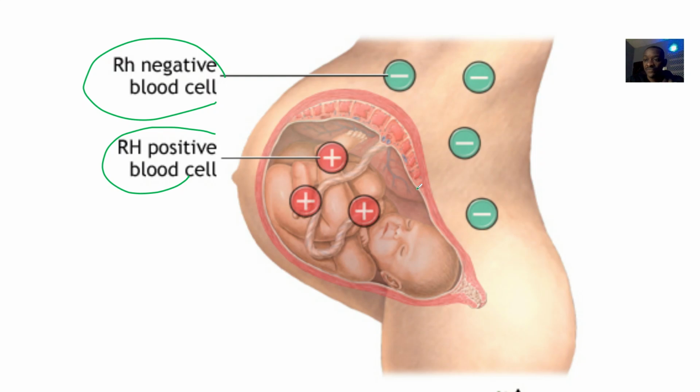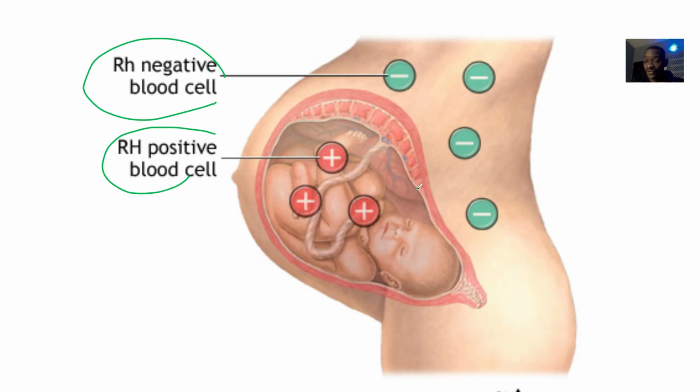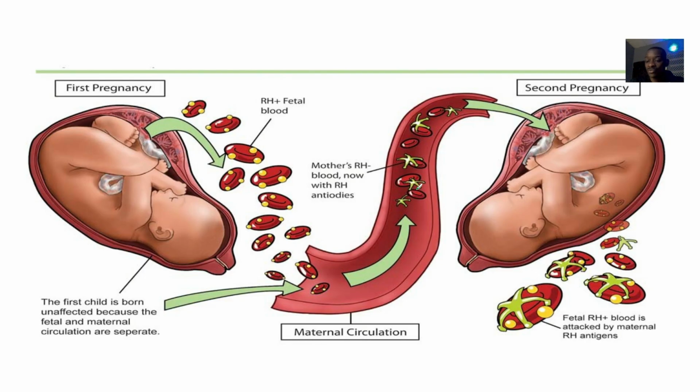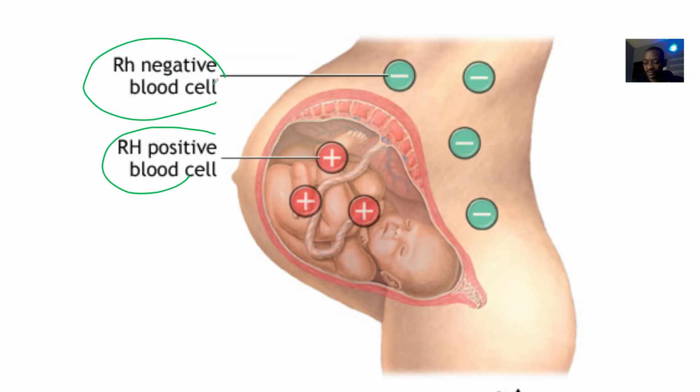It's just like a foreign body in the mother. Do you understand? So it's a condition that can occur during pregnancy when the mother has Rhesus negative blood, right? So the mother is carrying a baby that is Rhesus positive. Now, this mismatch can lead to serious complications if not properly managed. Okay, so what is Rhesus factor in the first place?